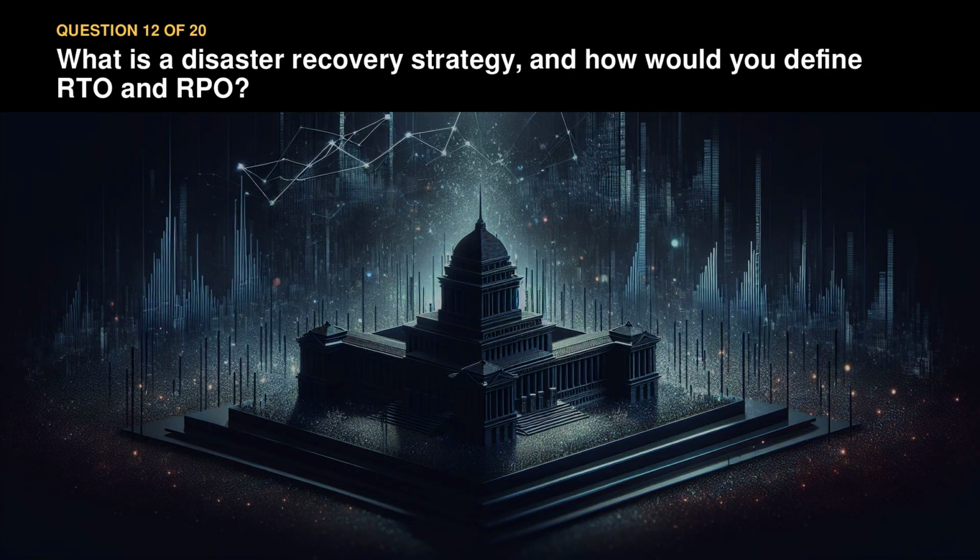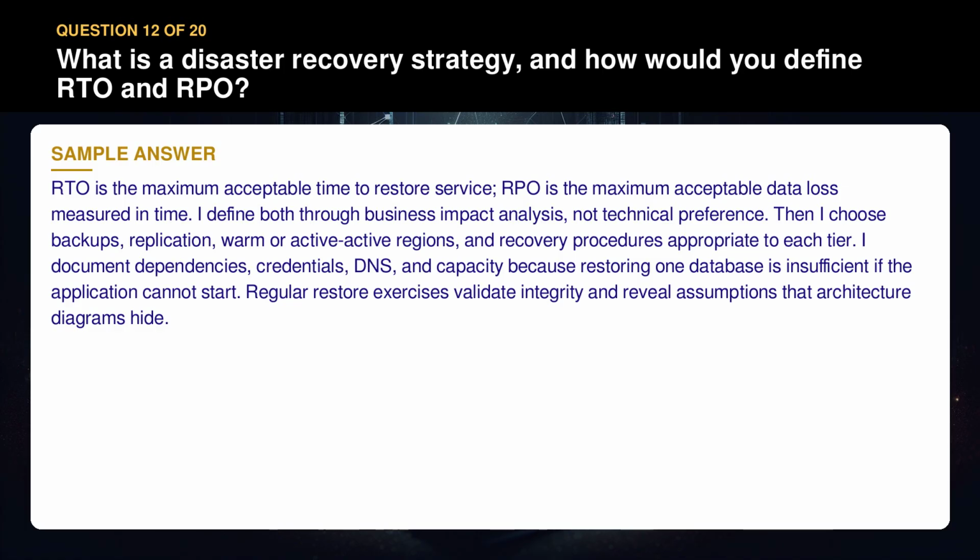Question 12. What is a disaster recovery strategy, and how would you define RTO and RPO? RTO is the maximum acceptable time to restore service. RPO is the maximum acceptable data loss measured in time. I define both through business impact analysis, not technical preference. Then I choose backups, replication, warm or active regions, and recovery procedures appropriate to each tier.